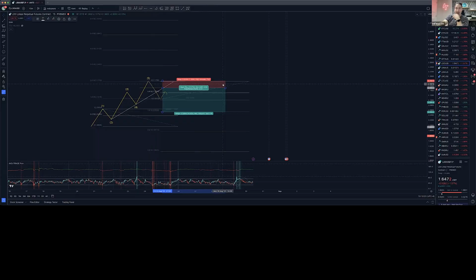So yeah, I'm going to just delete those lines because I'm going to draw it correctly right now. Like this one. So 61.8, and add the 161.8. Okay, so now we have the ABC correction happening like this one, right?